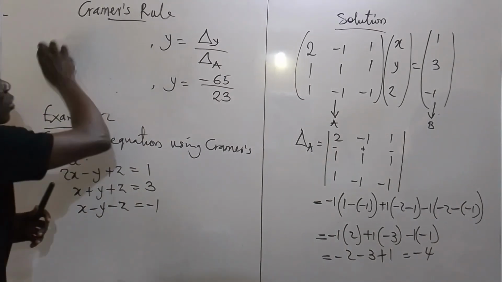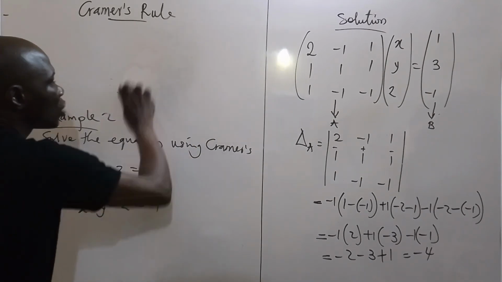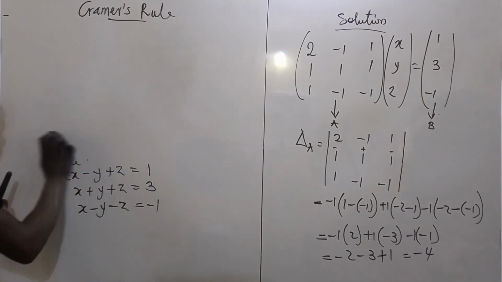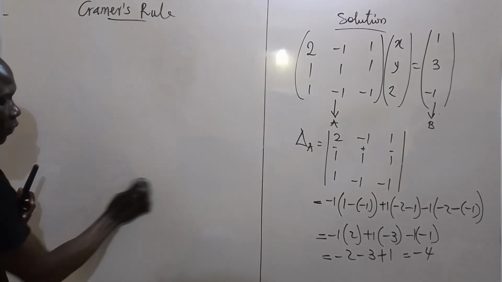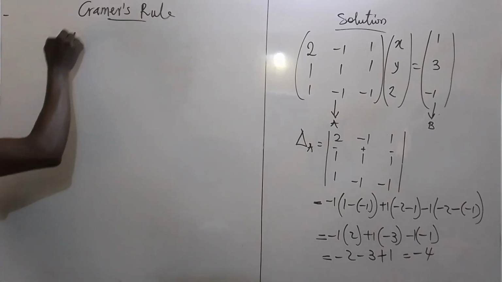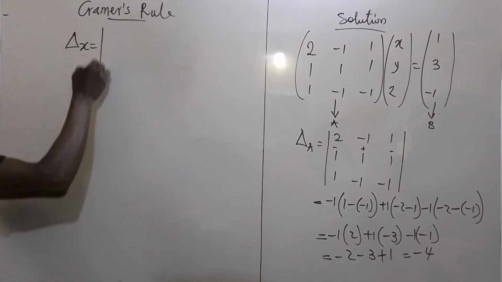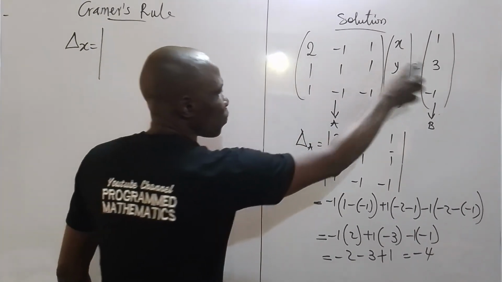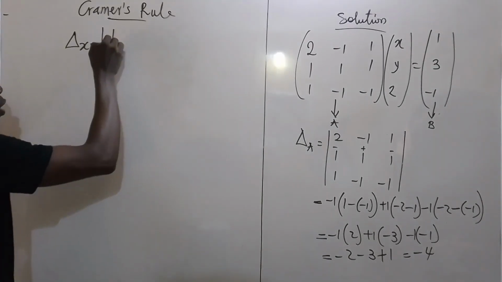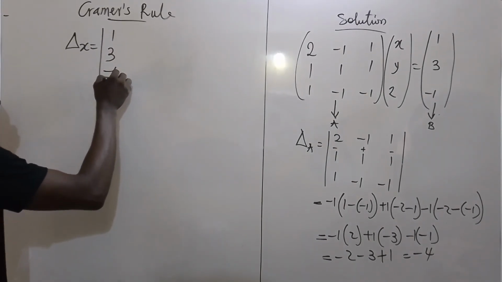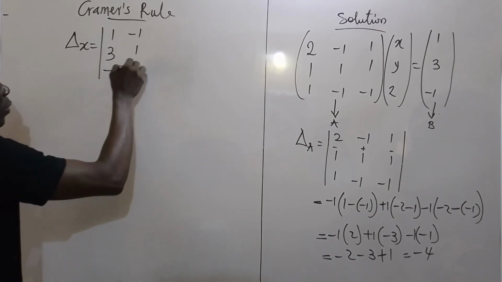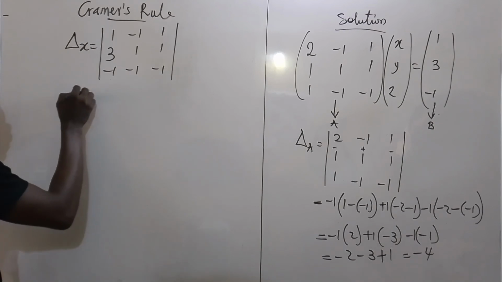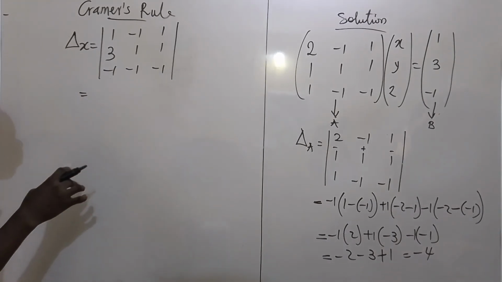So let's get the determinant corresponding to x, y, and z. Okay, x, y, and z in this case. So for delta x, we are calculating the determinant of, don't forget the approach, the x column replaced with this. So we have 1, 3, minus 1, minus 1, 1, minus 1, 1, 1, minus 1. Okay, so you can use any of these as well, any of the rows, to find the determinant.